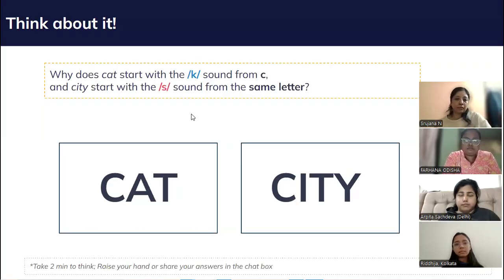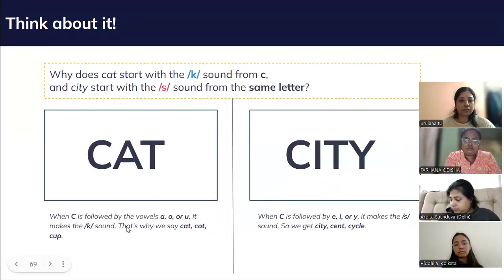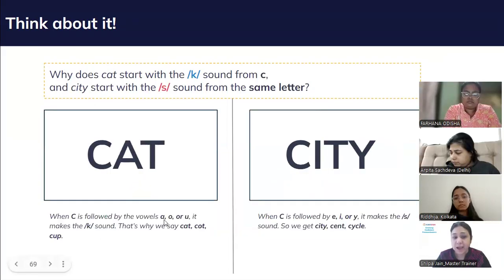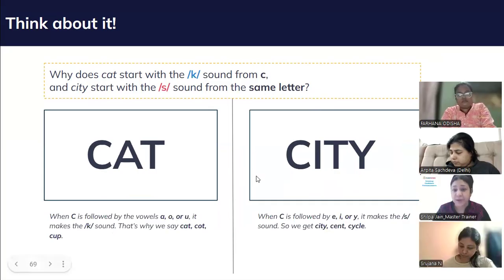Okay, it happens with G also. G makes the G sound and the J sound. So whenever C and G are followed by the vowels like A, O, or U, they make the hard sound. And whenever they are followed by E, I, or Y, they make the soft sound.